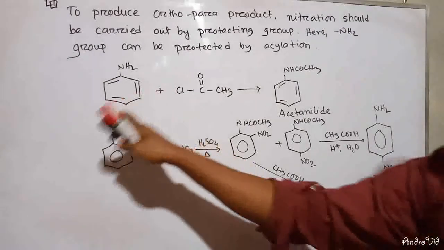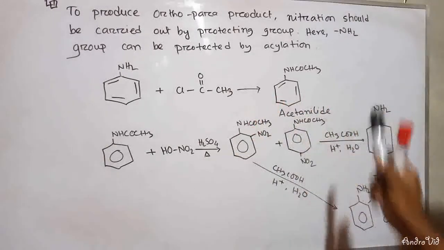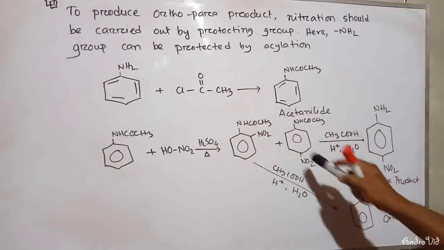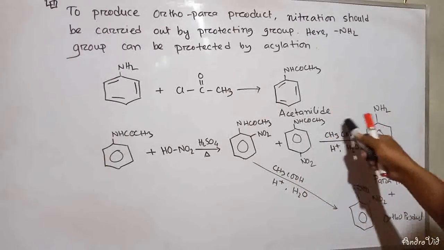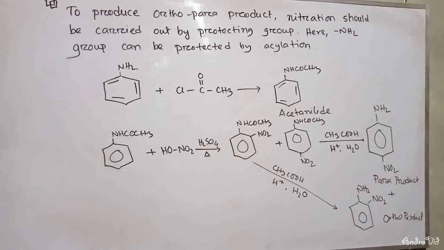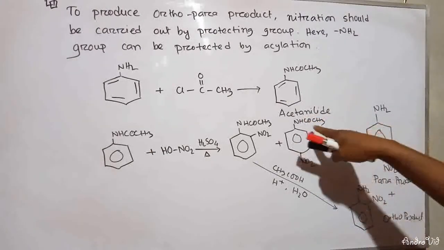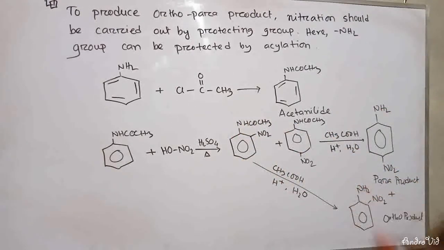Okay, after the protection of the NH2 group, if you carry out the reaction, then ortho and para products will be produced here, and after the production of this product, finally you must deprotect this compound. The NHCOCH3 group you have to convert to the NH2 group. If you want to do this, you have to add acetic acid along with water, and after that this NHCOCH3 group will be converted to NH2.